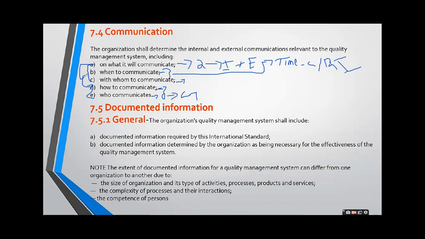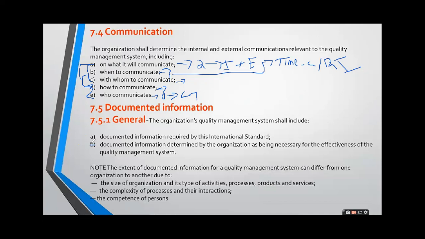So 7.5 is the clause on documented information, and this clause emphasizes the importance of documented information for the QMS, which organizations need to include. They need to include all of these. Required information is the first part. This refers to the specific documents mandated by the ISO 9001 standard, like the quality policy and the documented procedures. Part B is the necessary information.